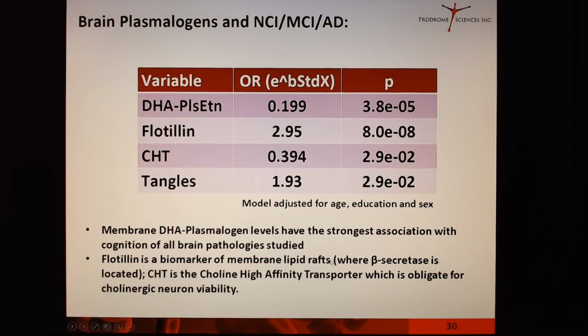When we look at the odds ratio, we see that the strongest association is the DHA plasmalogen, at 0.2, which is the same as a 5-fold effect. So a 1 standard deviation increase in DHA plasmalogens in the brain resulted in a 5-fold decrease in dementia. Flotillin was the opposite: increasing flotillin levels means increasing lipid raft area, which means increased risk of dementia. The choline high affinity transporter, a marker of cholinergic neurons, says increasing cholinergic neuron density results in a decreased risk of dementia, so the more cholinergic neurons the better. And tangles is the opposite: the more tangles you have, the higher your risk of dementia. So it all makes simple sense.